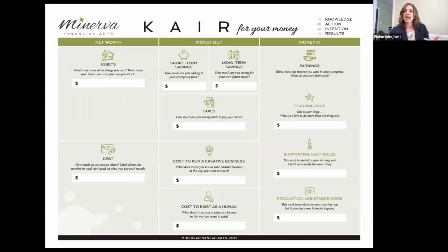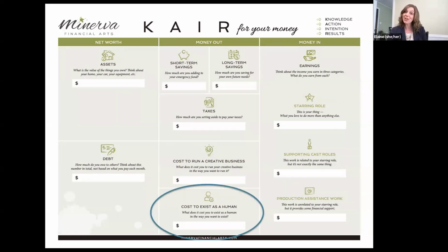This idea of knowledge, action, intention, and results is one I use with clients and students a lot. It's this idea that sometimes we need to know some things, sometimes we need to do some things or take action. Very often we need to focus on what we have control over and aligning that control with our intentions. And then it's also helpful to have a few key metrics or results to pay attention to. So that's how this framework is built.